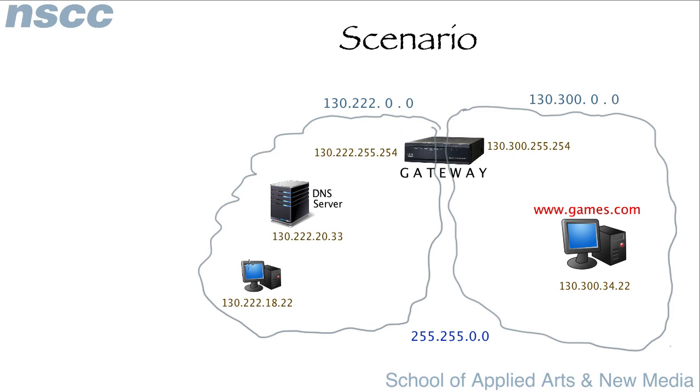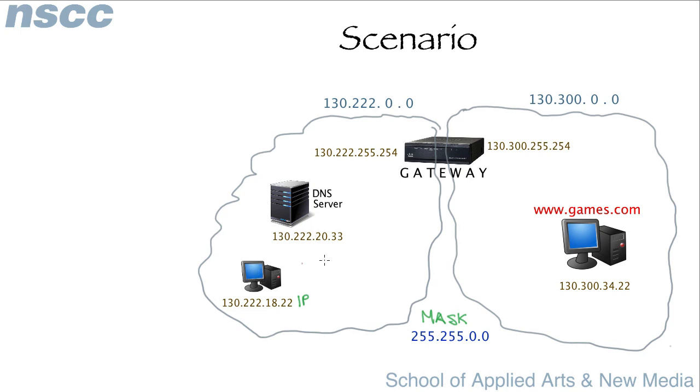So we'll look at a scenario here where we have a machine, and a machine is looking to get a web page from a web server that's on another network. Here it's called www.games.com. We've given our machine an IP address. There is a mask, a network mask setting in this machine. This is the network mask. We won't talk too much about the mask at this point. That'll be for a future tutorial.